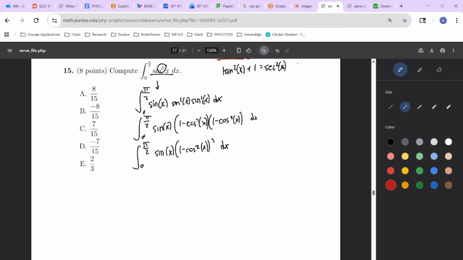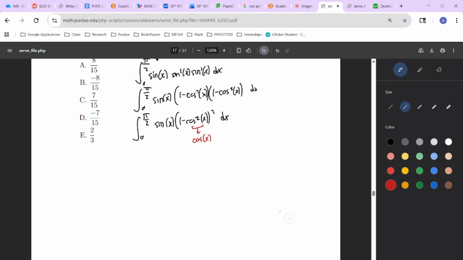Actually, be very careful about this u sub. U in this case should only be equal to cosine of x, because taking any other thing like cosine squared of x or 1 minus cosine squared of x does not result in a derivative of sine of x. Only cosine of x does. So u is equal to cosine of x in this case.